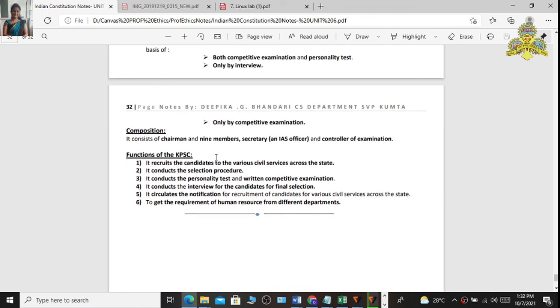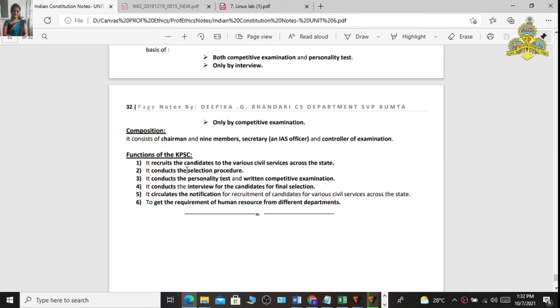Next we will see some functions of KPSC. Its function is it recruits the candidates to the various civil services across the state, and it also conducts the selection procedure. It conducts personality test as well as written competitive examination. It also conducts interview for the candidates for the final selection. It recruits candidates to the various civil services and conducts different selection procedures.